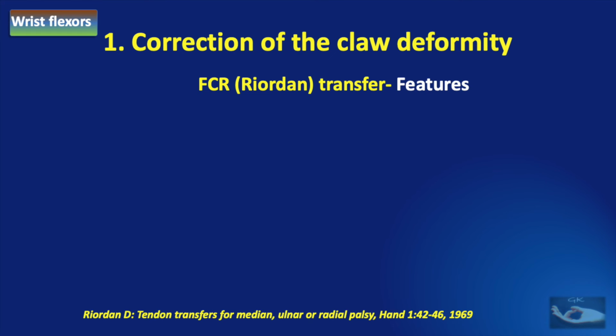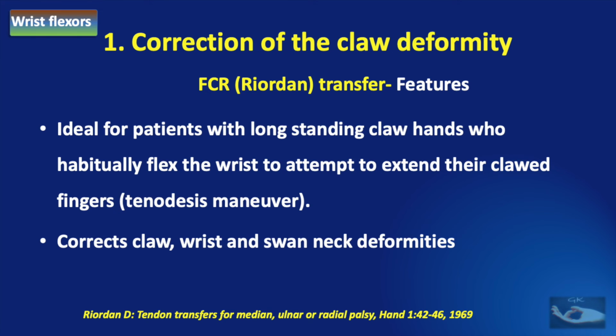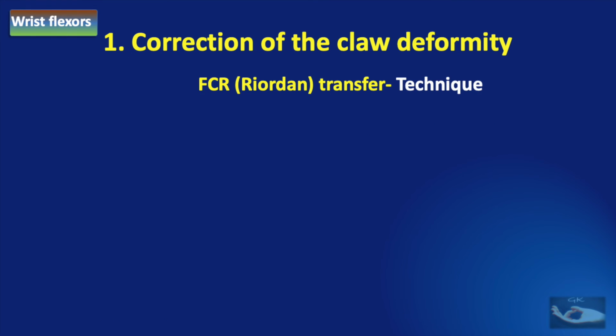The use of the flexor carpi radialis for correction of the claw deformity was described by Riordan in 1969. It is actually ideal for patients with long-standing claw hands who habitually flex the wrist to attempt to extend their clawed fingers, that is the tenodesis maneuver. So along with correction of the claw deformity, the FCR transfer also corrects the wrist deformity and the swan neck deformities. The technique of performing this transfer is as follows.